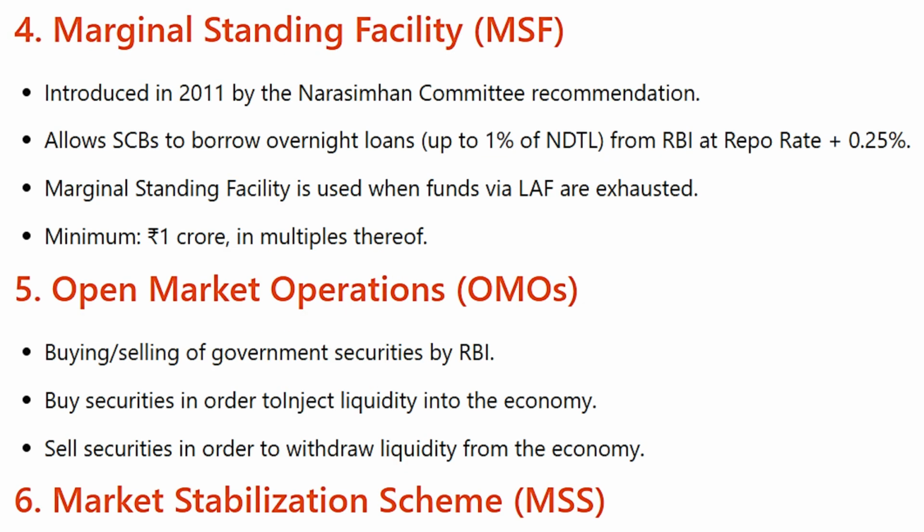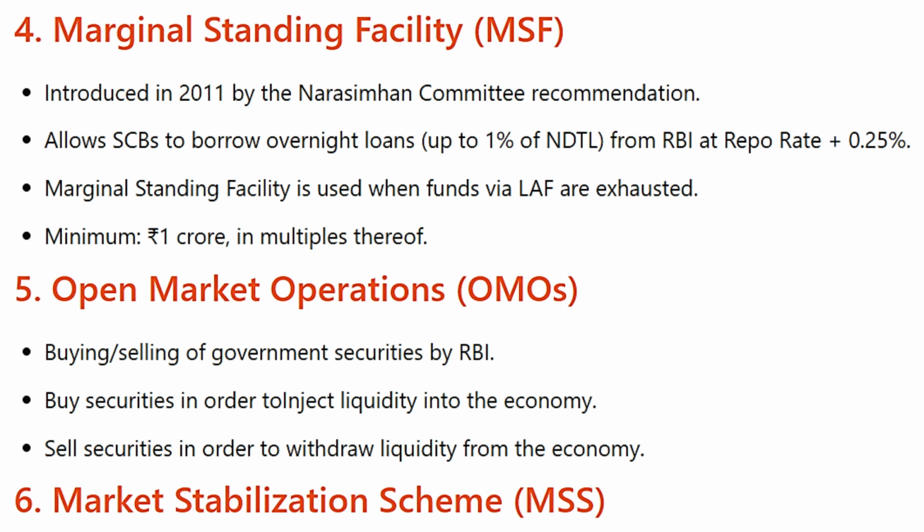4. Marginal Standing Facility, MSF. Introduced in 2011 by the Narasimham Committee recommendation. Allows SCBs to borrow overnight loans, up to 1% of NDTL, from RBI at repo rate plus 0.25%. Marginal Standing Facility is used when funds via LAF are exhausted. Minimum: 1 Indian rupee crore, in multiples thereof.